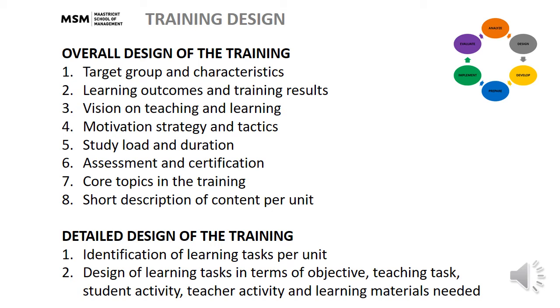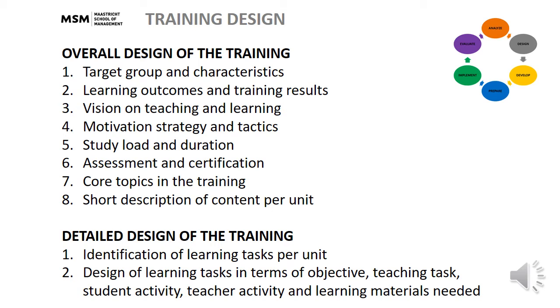The third element is the vision on teaching and learning that underlies the design of the training. It answers the question as to how you aim to realize the learning outcomes. The fourth element focuses on how to keep participants motivated to successfully finish the online training program. Element 5 is about the duration and study load. How many hours are participants expected to work, and in which period? The sixth element decides on whether and how the training will be assessed and if any certificates for this training apply.